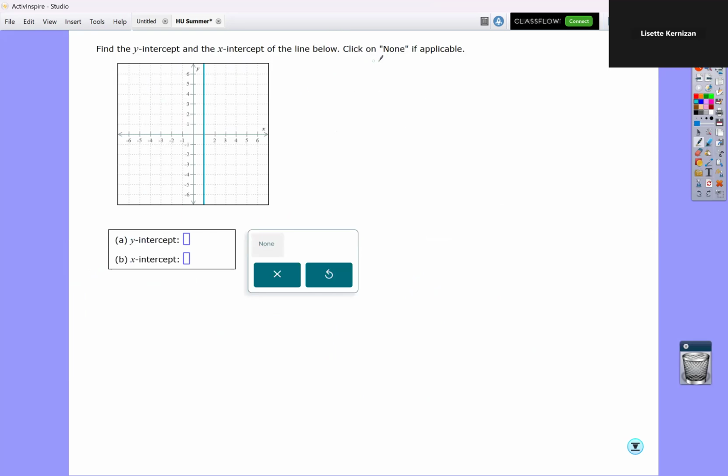Finding x and y intercepts of the line, click on none if applicable. So it does intersect the x-axis at 1, so I do have an x-intercept at 1, 0. I don't have a y-intercept because it doesn't cross the y-axis, so I'm going to say none for the y-intercept.